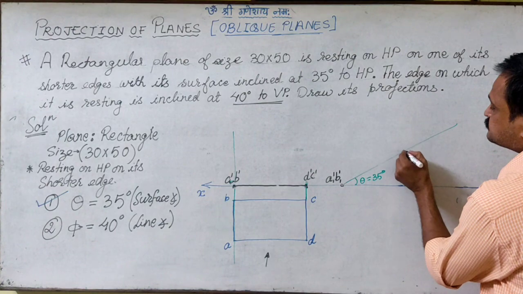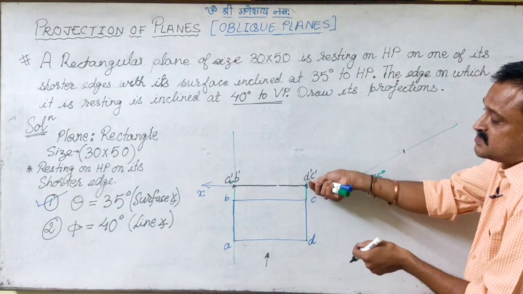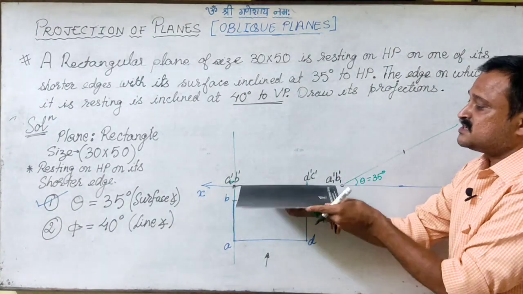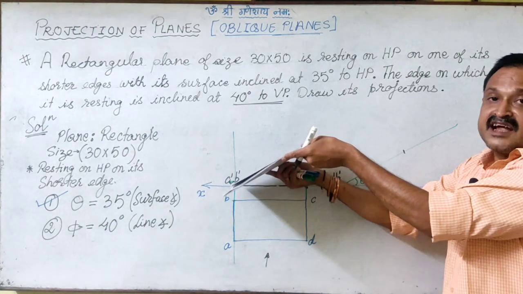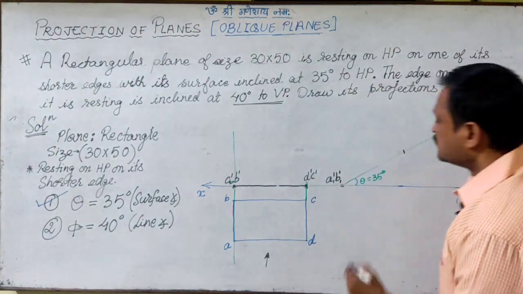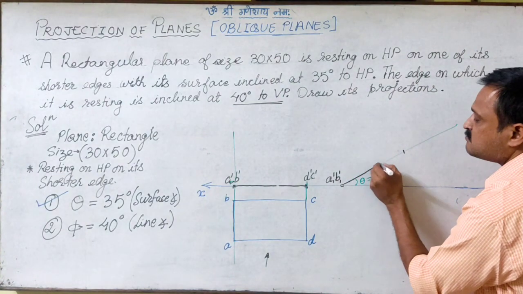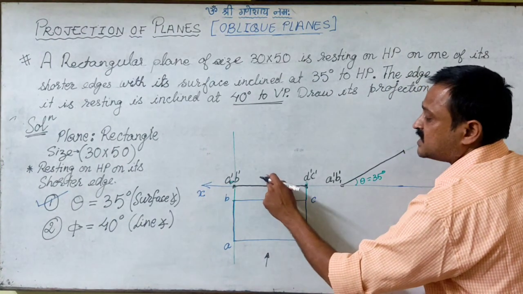So this is this length. So we have lifted the edge CD. You are able to see the trace this way. So we have lifted this and made it inclined at 35 degrees. So the length is not going to change. So the same length we have marked. Which one? This front view length of the trace.